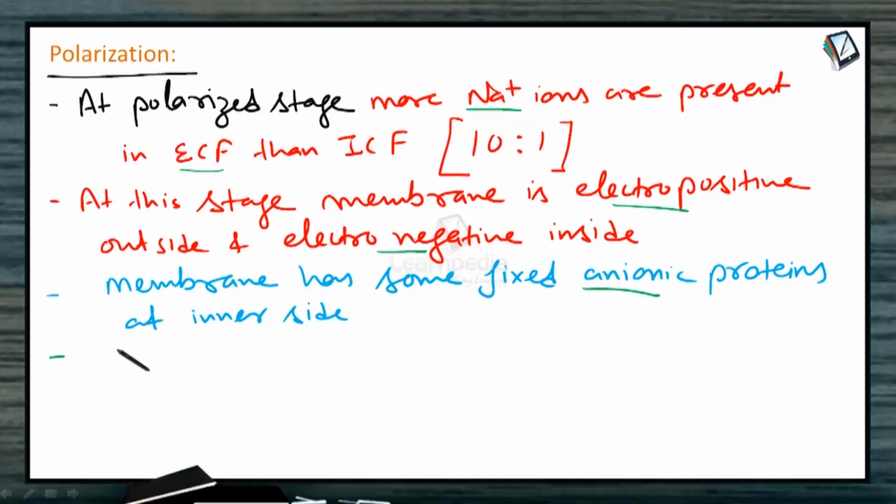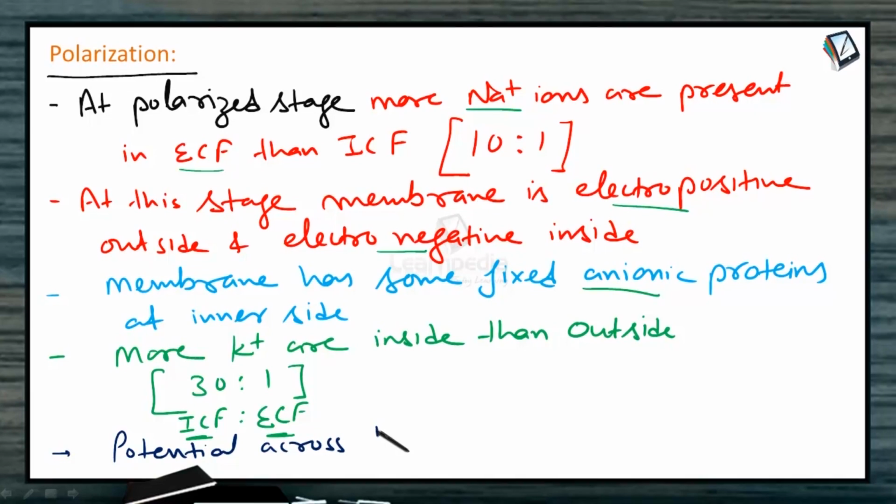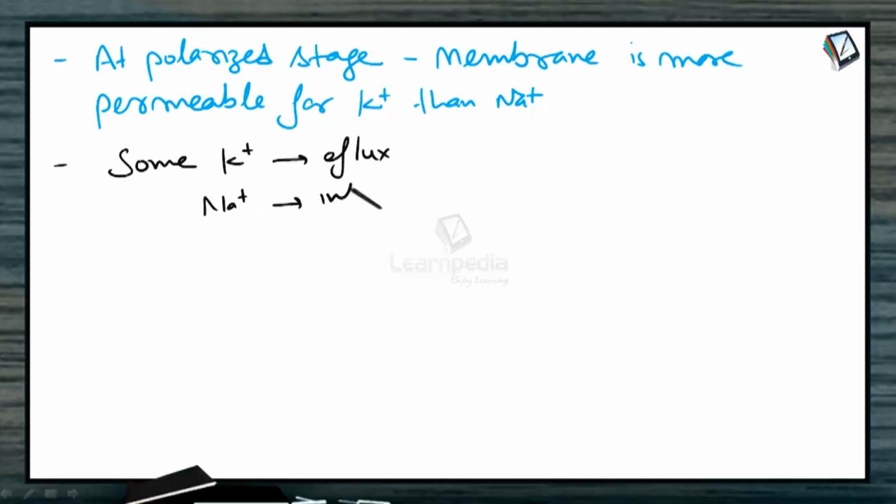One more thing, at the same stage, more potassium is inside than outside, and the ratio of potassium is 30:1. This is ICF to ECF, means axoplasm to extracellular fluid. At this stage, potential across the membrane is -70 millivolt. One more information, at polarized stage, membrane is more permeable for potassium than sodium. Some potassium shows efflux and some sodium shows influx.